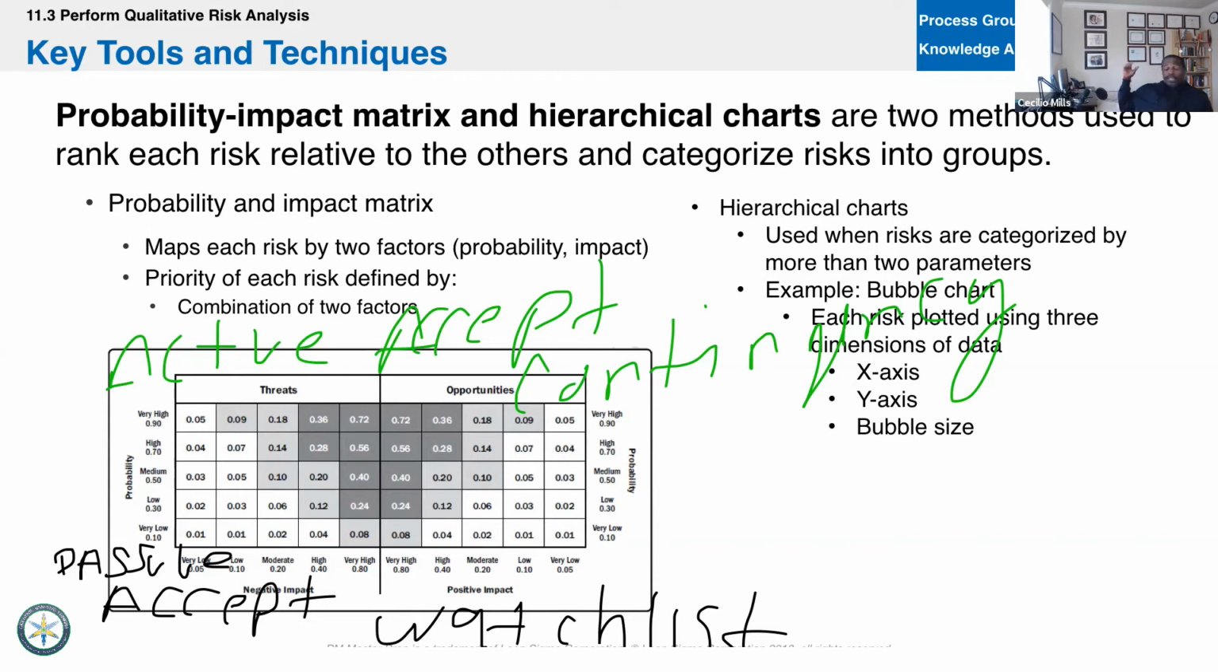Passive acceptance says, yeah, if it happens, it happens. We know it might happen. You could just put that on the watch list. You don't do anything about it.